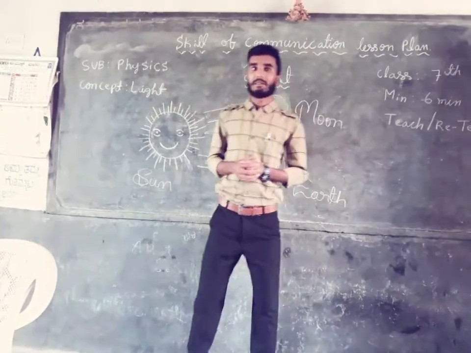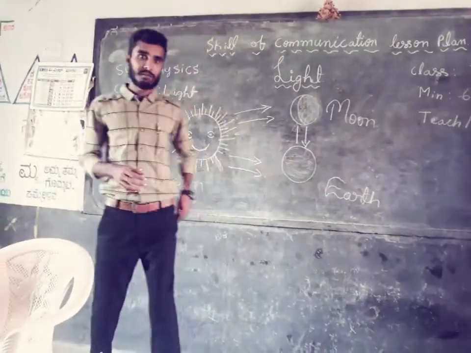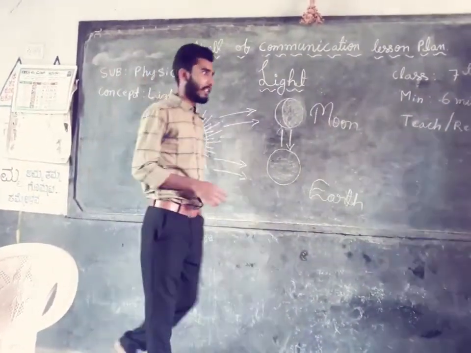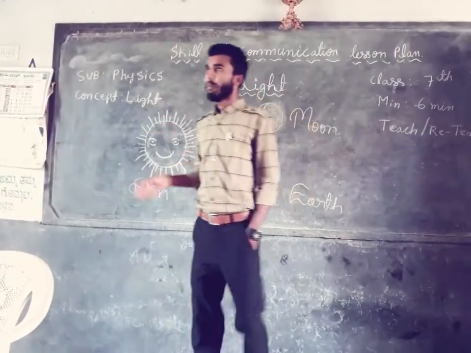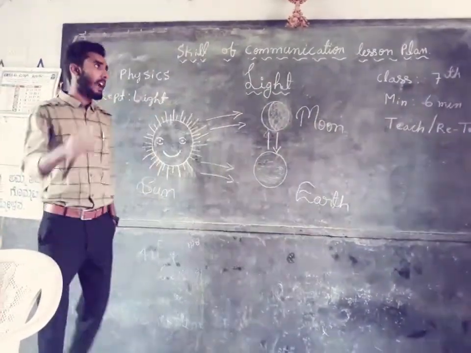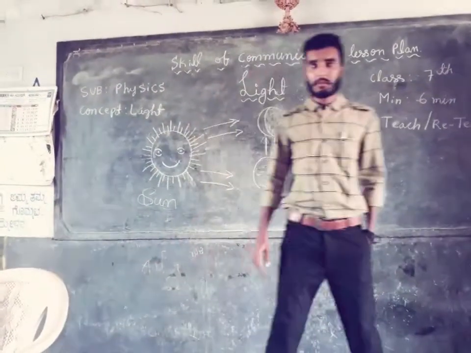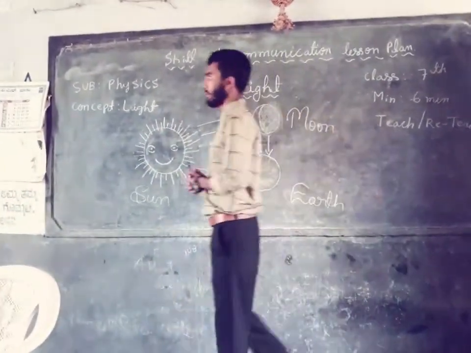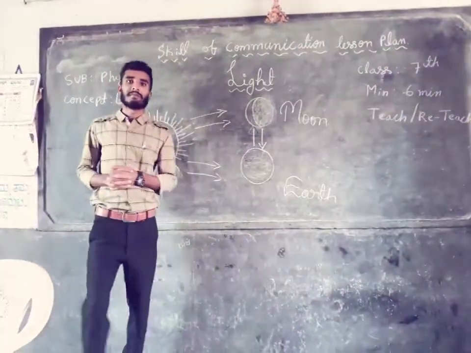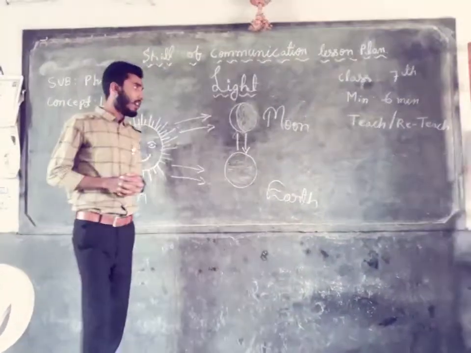The objects which generate their own light are called luminous objects. Example, sun. Yes, very good. Then tell me the non-luminous object definition and give one example. The objects that we come across that cannot generate their own light are called non-luminous objects, moon. Yes, very good.